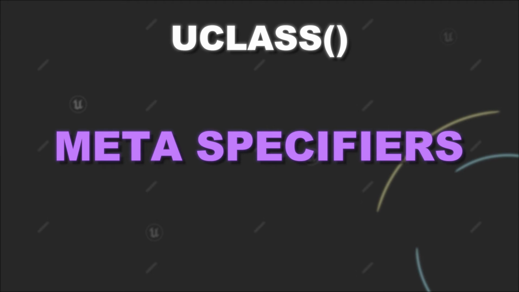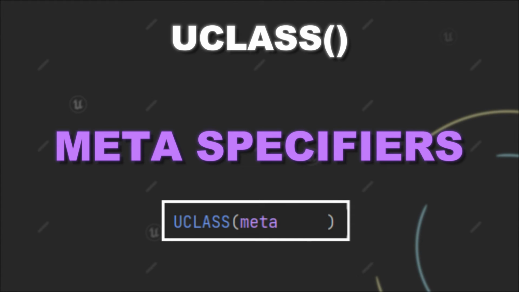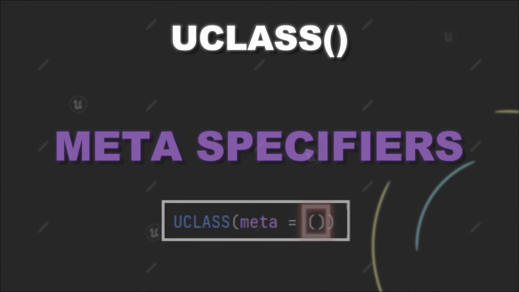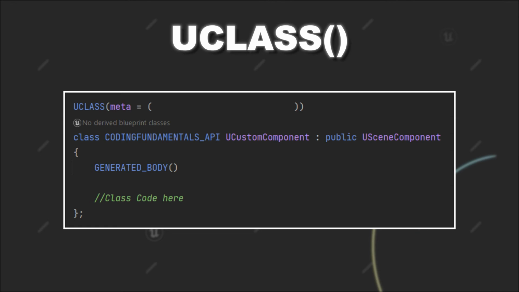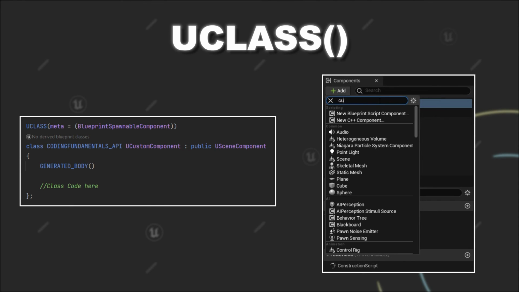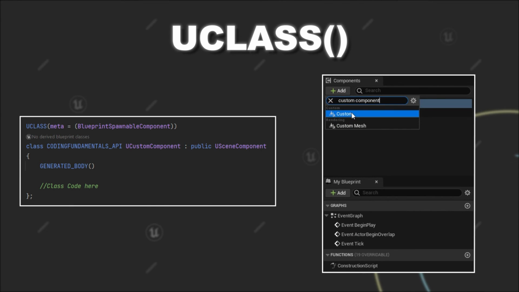Additionally to those normal specifiers, you can also provide meta specifiers. Meta specifiers also give additional information, and you have to write meta equals and then parentheses, and then you can put the meta specifiers inside the parentheses. So, for example, if we want to be able to attach our custom component to our actors in Blueprint, we have to add the BlueprintSpawnableComponent meta specifier like this.